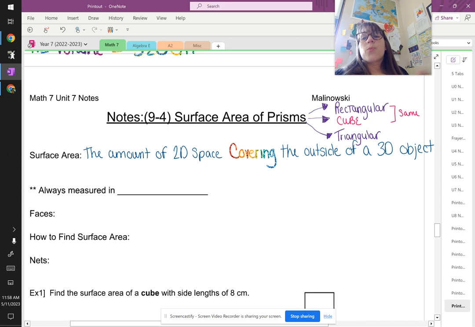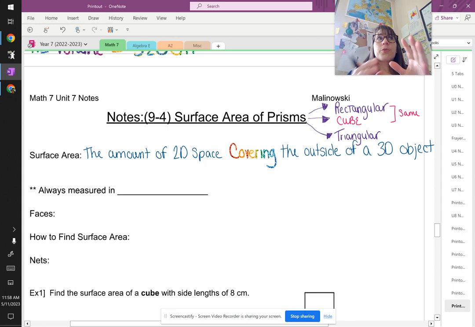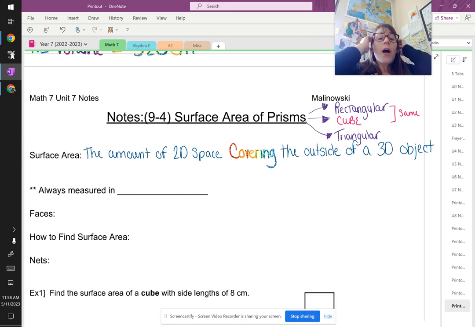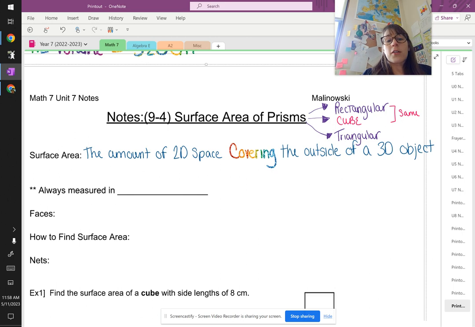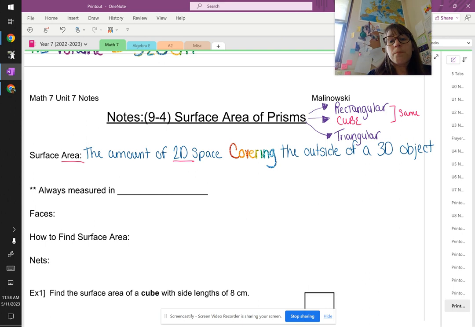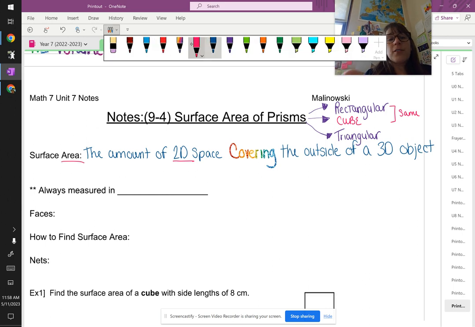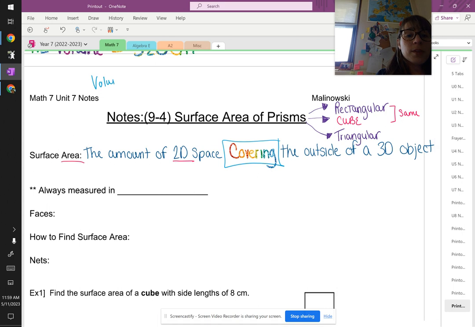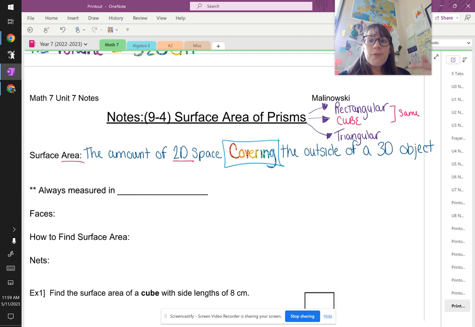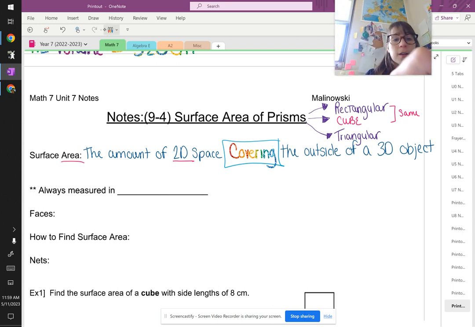So whereas when we were doing volume, you were looking for those keywords of filling something up. Volume meant to fill something up. Surface area is a little different from volume. Surface area talks about the amount of 2D space, 2D because it's an area, covering the outside of a 3D object. So whereas volume is filling, surface area is covering something.